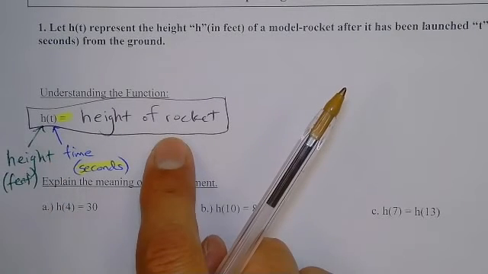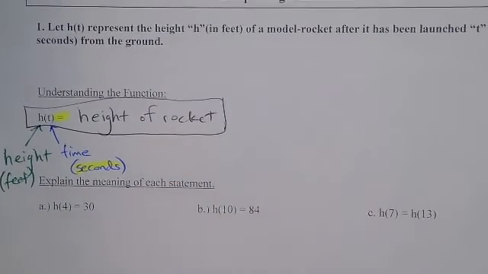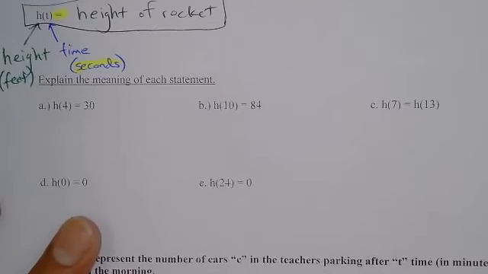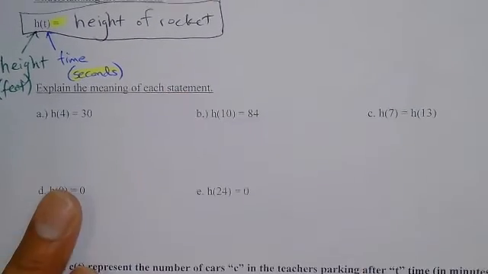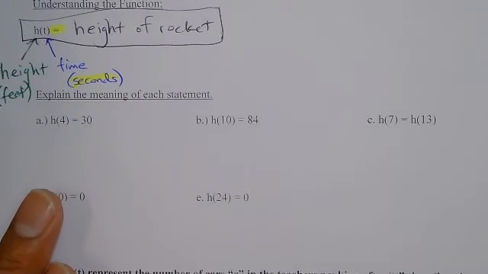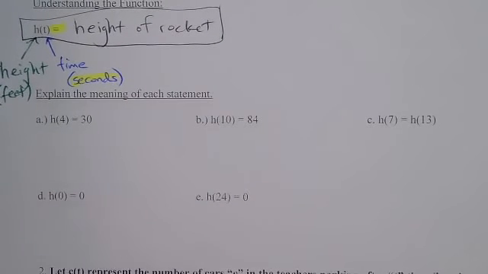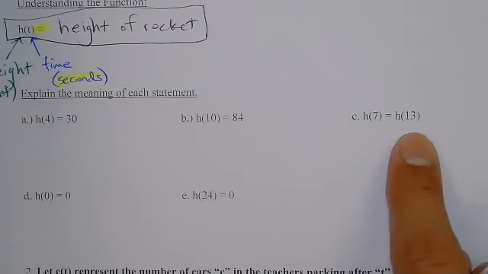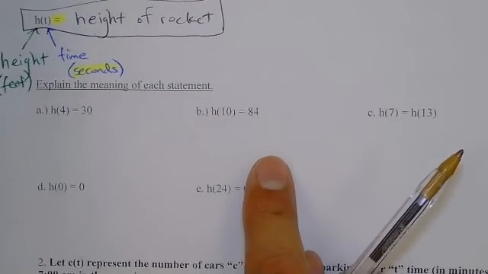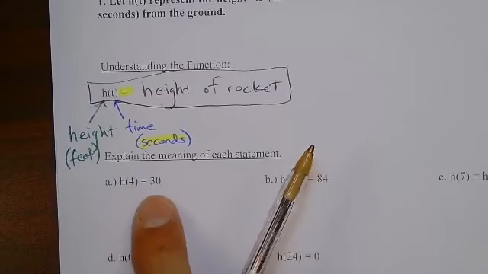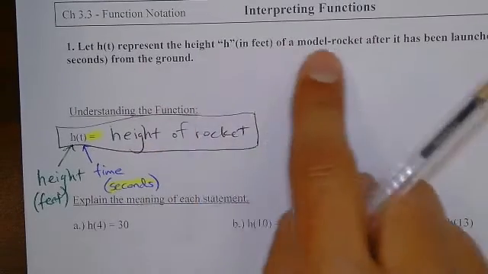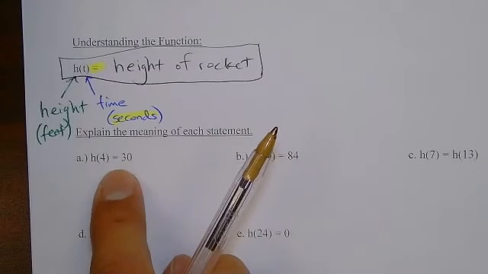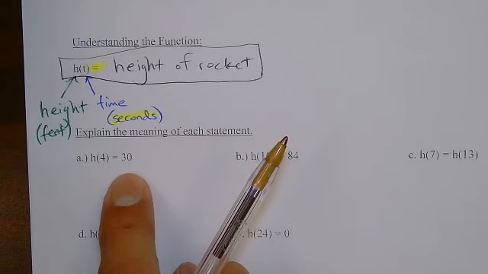All right, so here's the thing. You understand that we're talking about a rocket, and let's just do this for a bit before you start explaining. You're going to see after this quick little visual breakdown, it'll make sense. Let's see if anybody can tell me. Can anybody tell me what this means? Let's just go with the first one. If you understand this function, and you understand what the situation here is, what does h of 4 equals 30 mean?